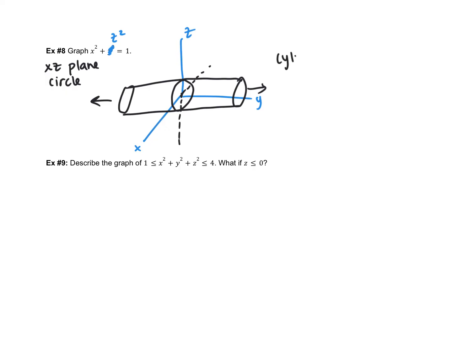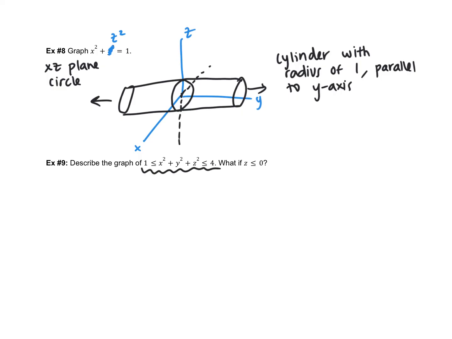So what you should have ended up with is a cylinder with a radius of 1 that is parallel to the y-axis. Okay, and then last example in this video, we are just describing a graph. So we're not going to actually draw it. We are describing this graph.